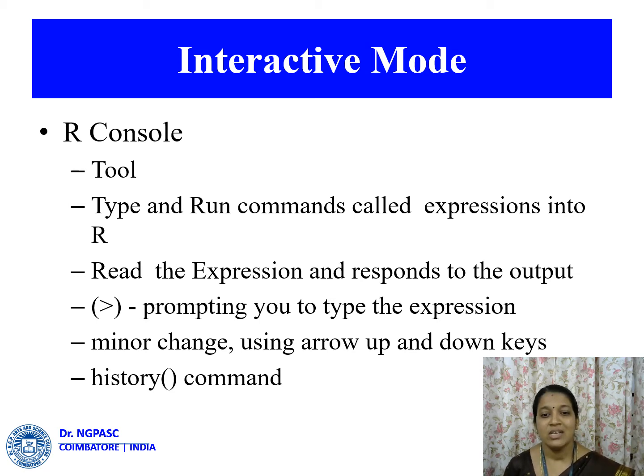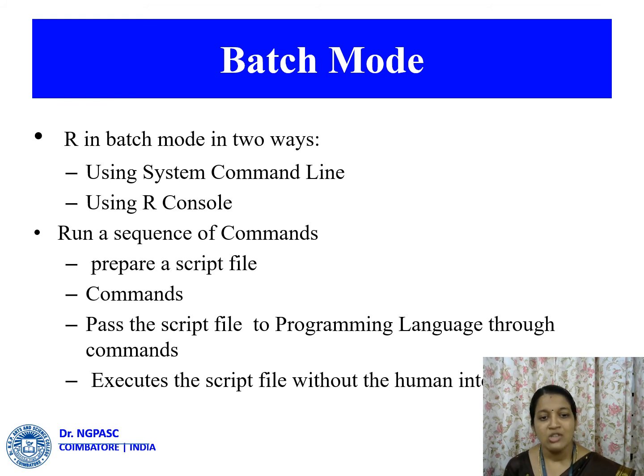Okay, so let's move on to the batch mode. In this batch mode, we have two ways: one is the system command line, another one is the R console. Let us see the sequence of commands to use in batch mode. Initially, we have to prepare a scripting file. Then we use the command to pass the scripting file to the concerned programming language. It executes the scripting file without any human intervention. So this comes under batch mode. We'll see an example of batch mode.